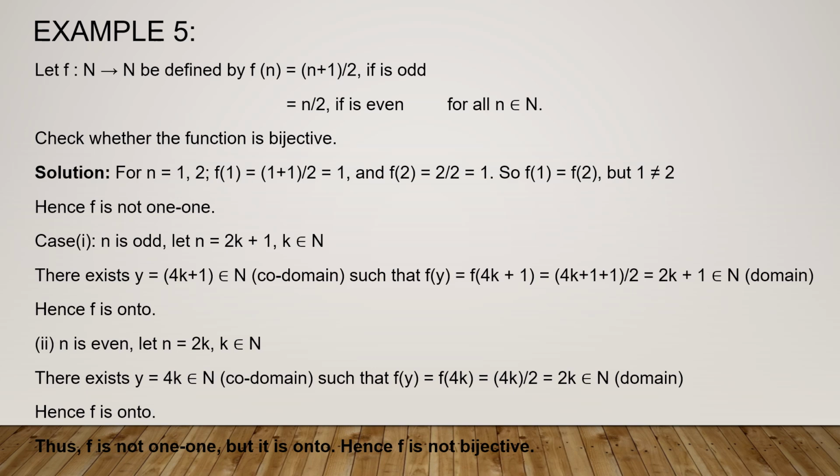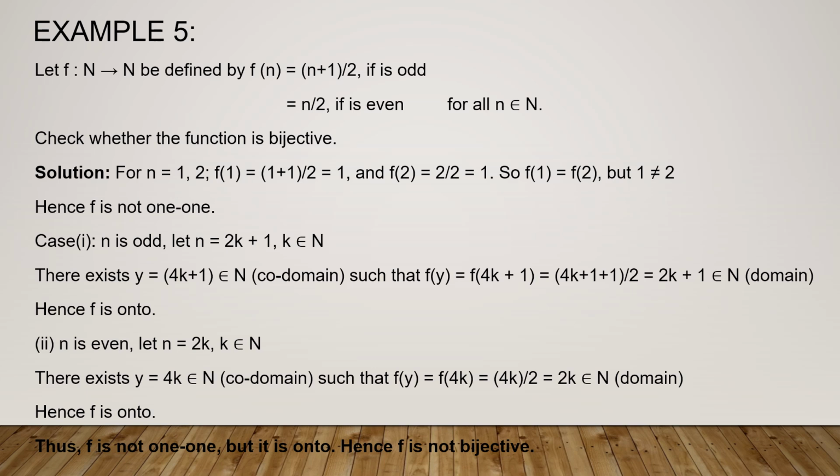Now for onto, let us take two cases. First case is when n is odd. N is odd means obviously it will be of the type 2k plus 1, because it is an odd number. Now there exists y belonging to the codomain N. Remember, domain and codomain are both the same, so let y be equal to some 4k plus 1. You can have any type of numbers in the codomain. So suppose 4k plus 1 is any number in the codomain.